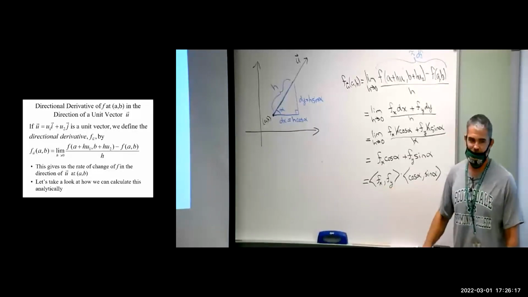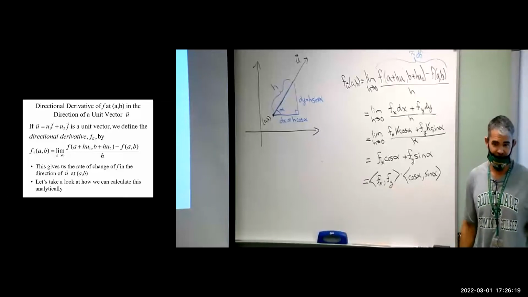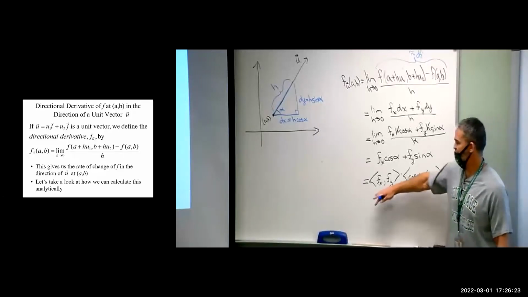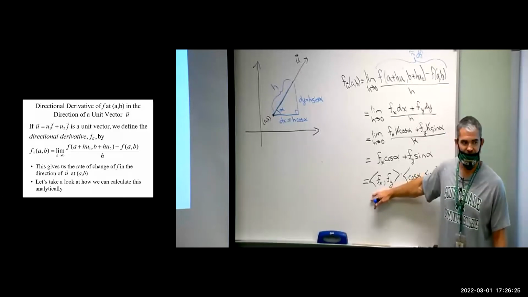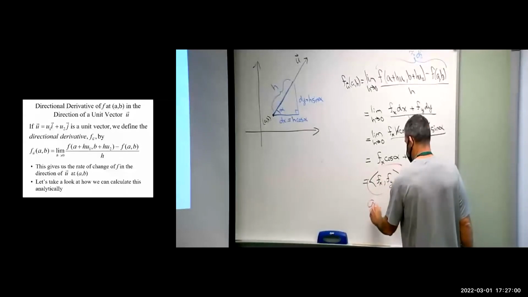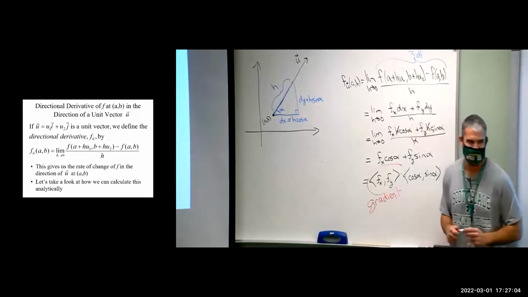This vector has a special name. Happen to know what it is? Just this vector by itself. I'll give you a hint, it was in the title. Here is the gradient.